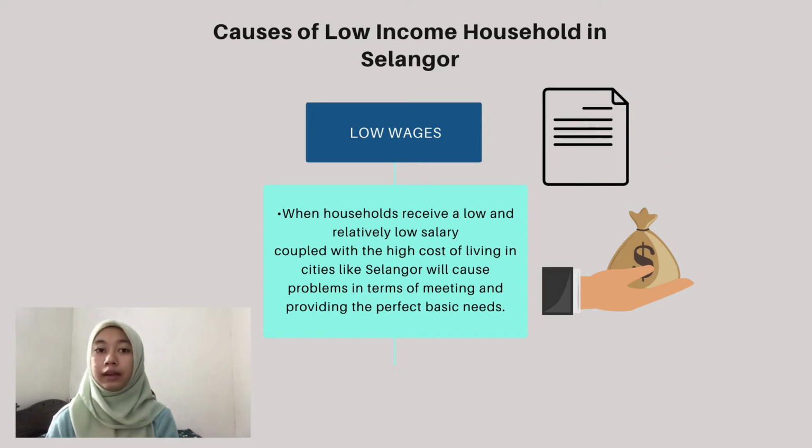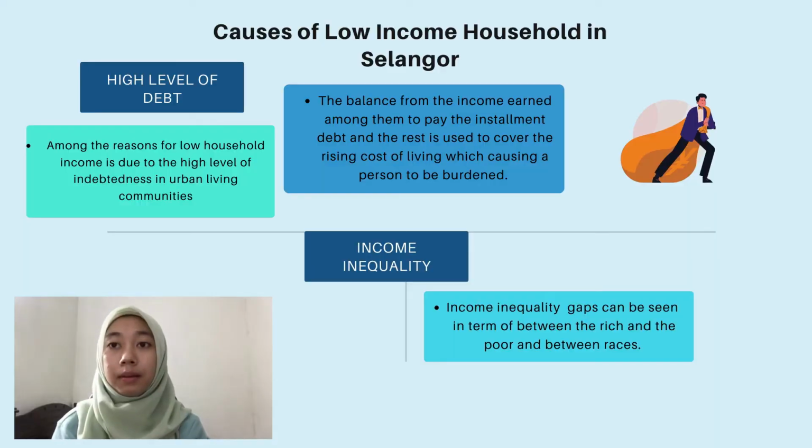With low or medium income among the B40 and M40 groups, of course they will be affected and belong to the urban poor. Among the reasons for low household income is the high level of indebtedness in urban living communities. This causes residents to have to buy a house for comfortable needs despite low income. This is the factor that causes residents in big cities such as Selangor to have to allocate most of the income to pay high monthly installments and causes poverty for those who receive a small household income.